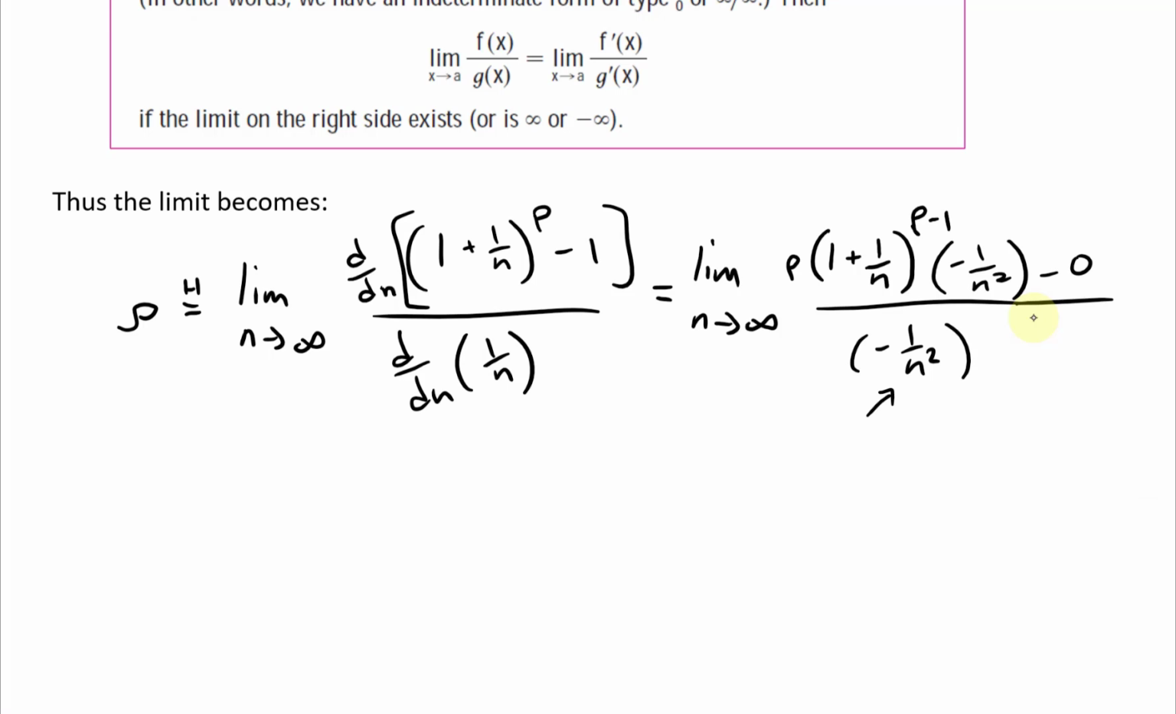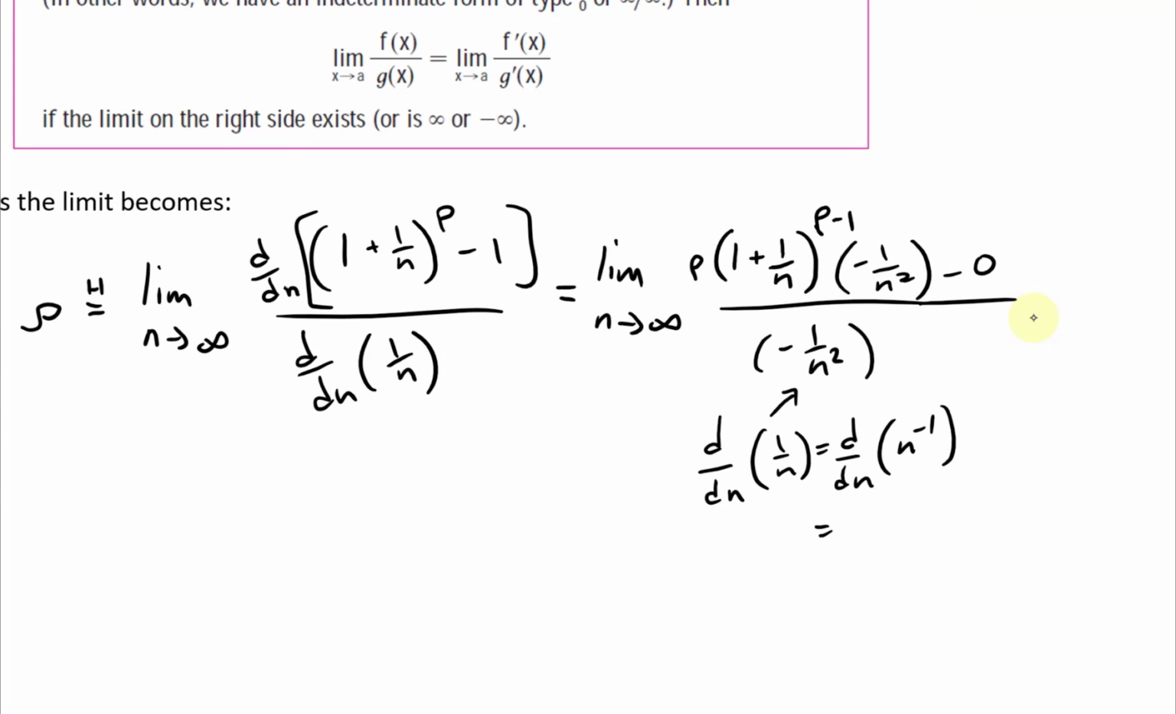And again, note here, d over dn of 1 over n just equals d over dn of n to the power of negative 1. Then using the power rule, the negative 1 goes down, and then we subtract the power. So it becomes negative 1 over n squared, like that. And that's the same at the top and bottom.